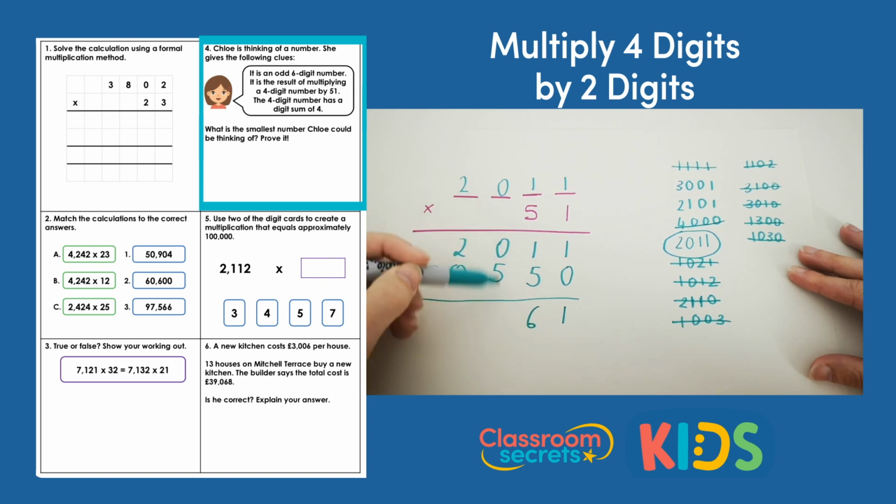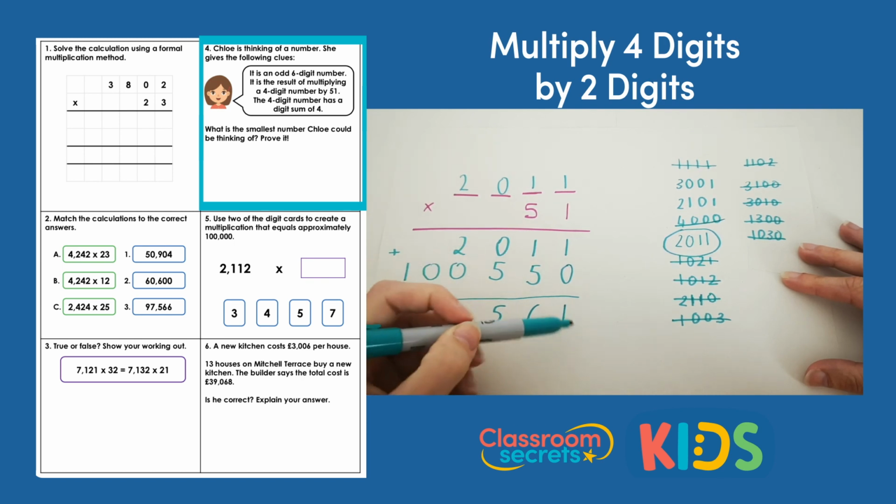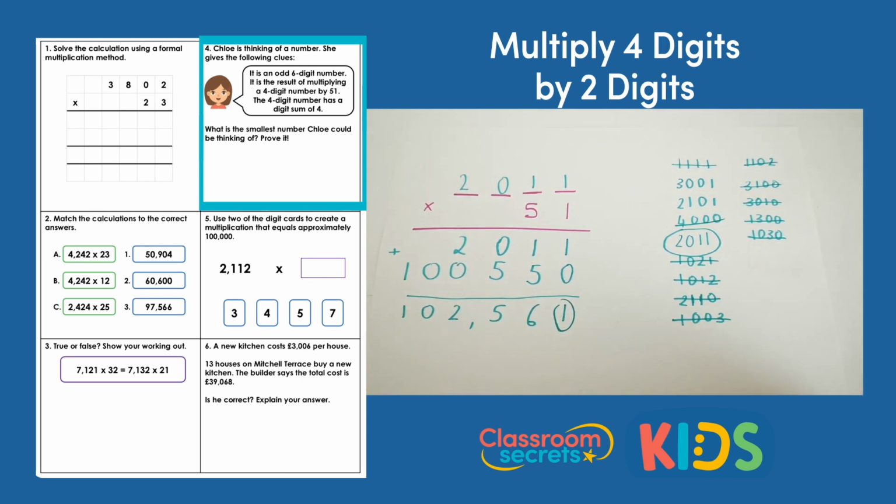6, 5, 2. Our answer is a 6-digit number because it's 102,561, and it's an odd number because it ends in a 1. So the smallest number Chloe could be thinking of is 102,561, and the number that we multiplied by is 2011.